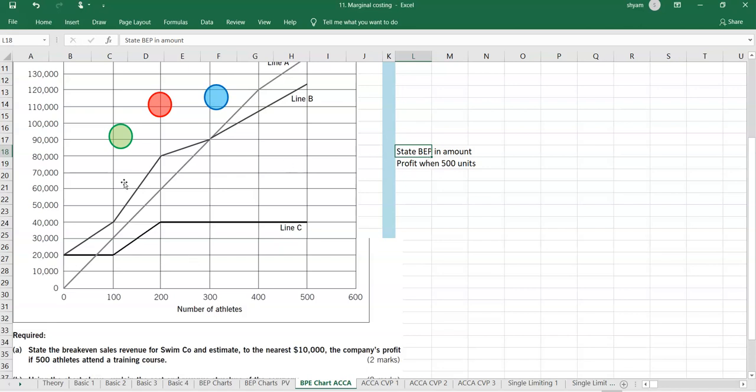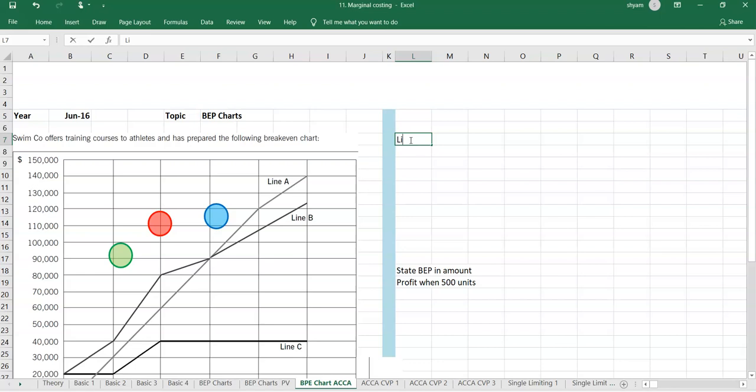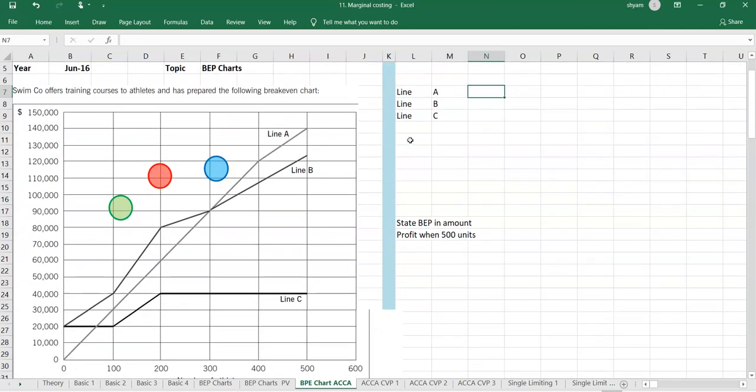There are three lines here, line A, B, C, but the question does not tell which line is what, so we have to work it out. What are these lines? If you see, line A starts at 0 and keeps on going up, and after a point it falls down. So what could it be? It can be at most only these types of lines: a sales line, fixed cost line, variable cost line, and a total cost line.